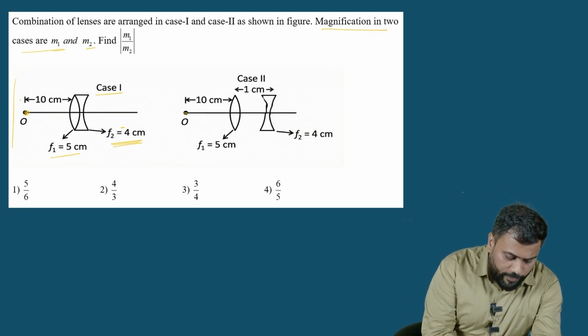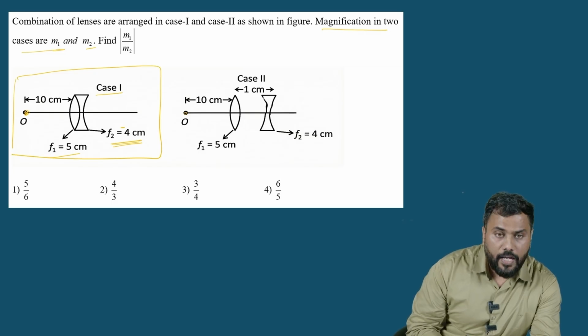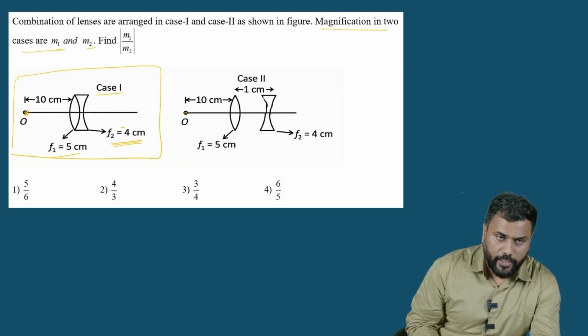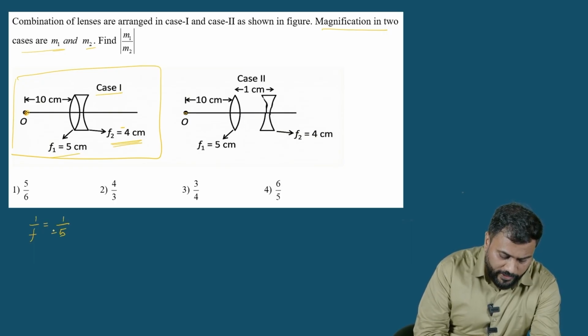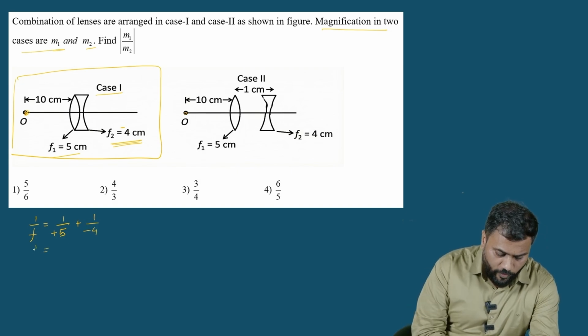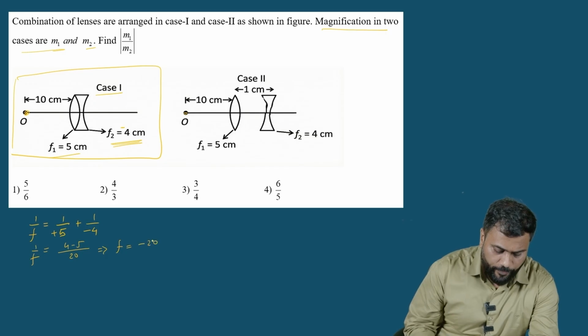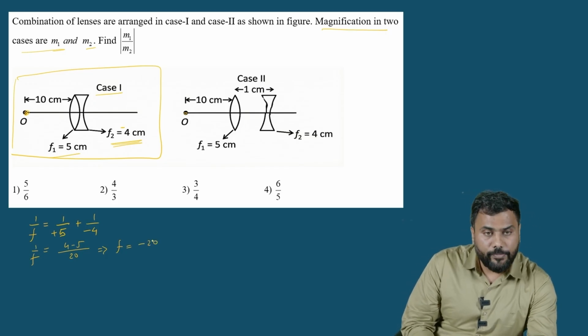For calculation of magnification in this first case, I will first find out the effective focal length. Because we have a combination of lenses, 1 by f effective is going to be 1 by f1, which is plus 5, plus 1 upon f2. F2 is minus 4. So solve for the focal length of this system. This is going to be 4 minus 5 upon 20. So f is equal to minus 20. The focal length of the first case is minus 20.